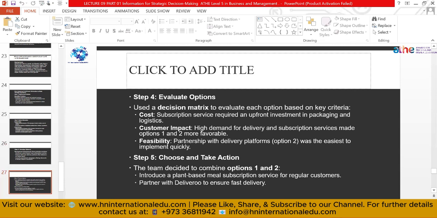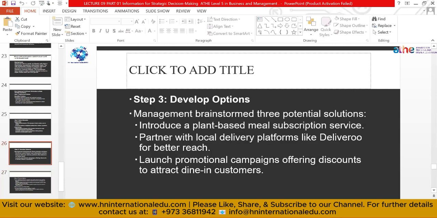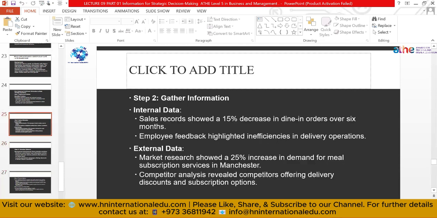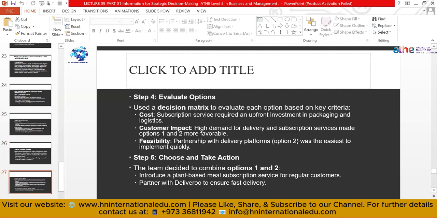Consumer impact: high demand for delivery and subscription services made options one and two more favorable. That is, you're going to opt for it because of the demand. Then feasibility: partnering with the delivery platforms, that is option two, was the easiest to implement quickly. So, choosing and taking the action, the team decided to combine options one and two both. The team decided to introduce a plant-based meal subscription service for the regular consumers, and partner with the delivery platform to ensure fast delivery.